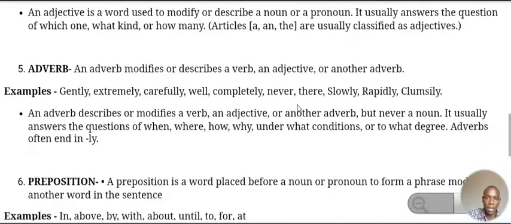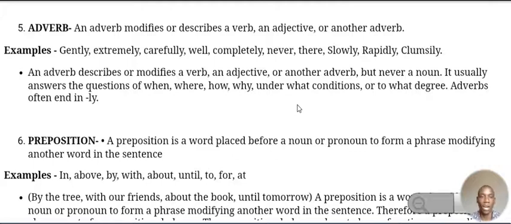Another part of speech, number 5, is what we call adverb. An adverb modifies or describes a verb, an adjective, or another adverb. It means that an adverb may modify or describe a verb, an adjective, or another adverb. Examples of adverbs: gently, extremely, carefully, well, completely, never, there, slowly, rapidly, and calmly.